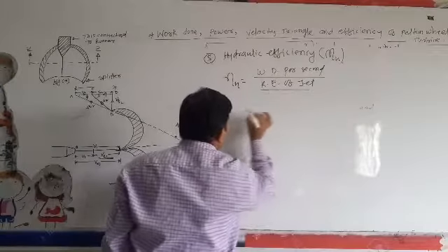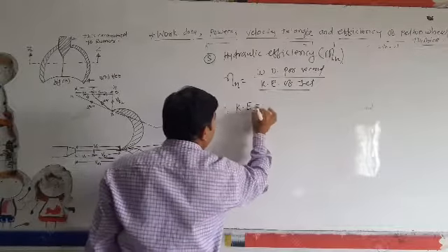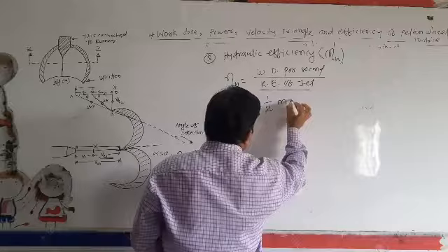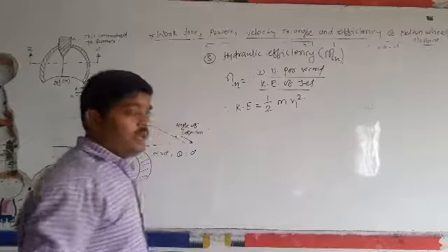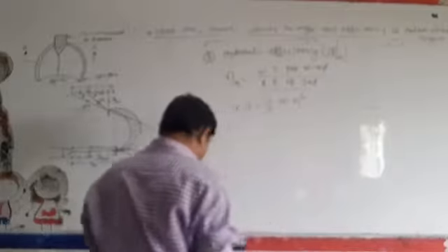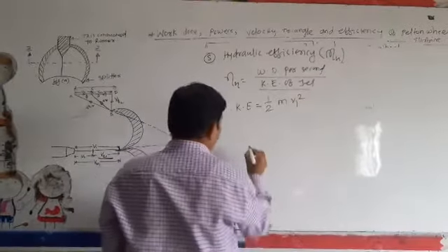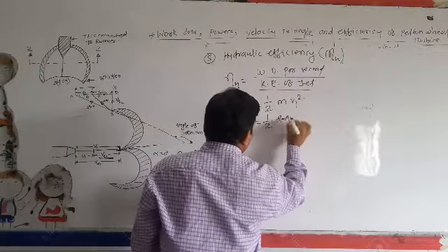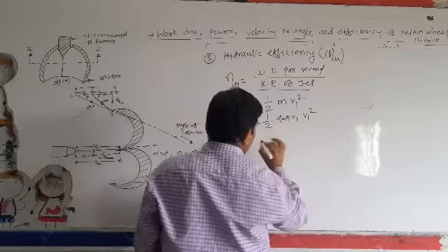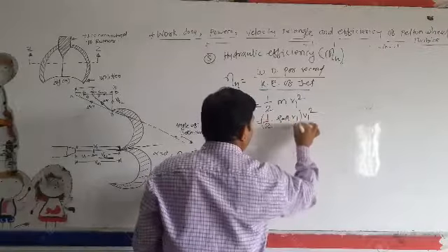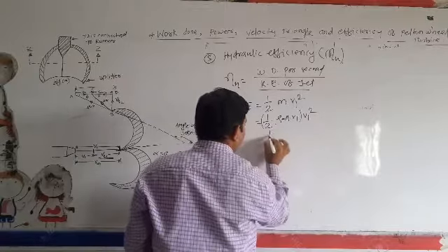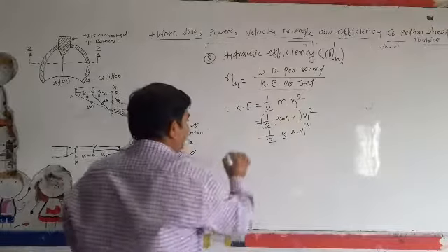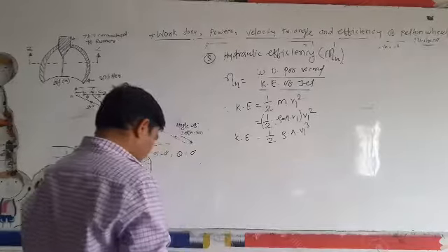Therefore, the kinetic energy of the jet is equal to 1 by 2 m v1 squared, where m is the mass flow rate and v1 is the velocity of the jet, which is equal to 1 by 2 rho a v1 into v1 squared, which gives 1 by 2 rho a v1 cube. This is the kinetic energy of the jet.